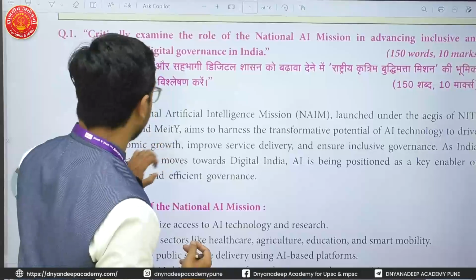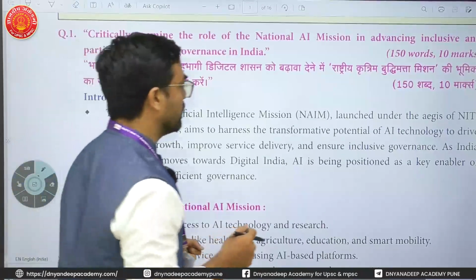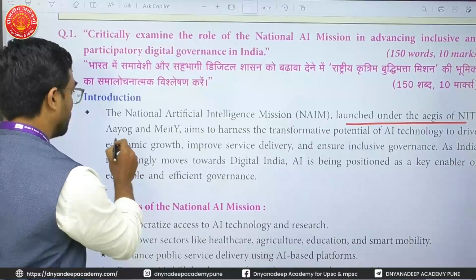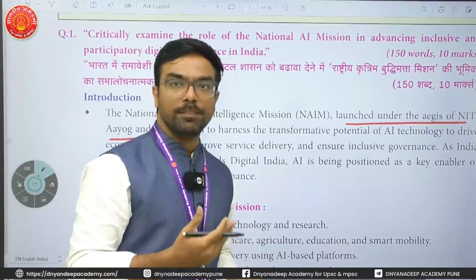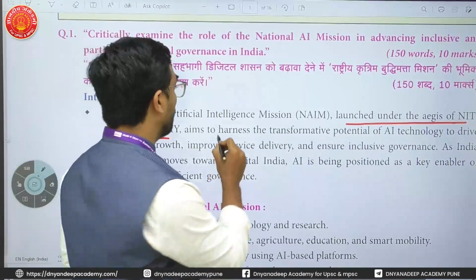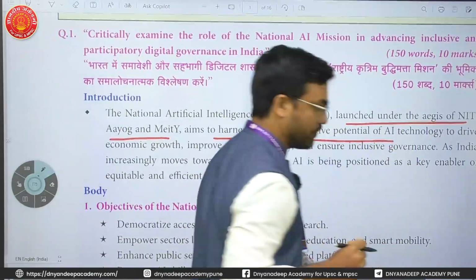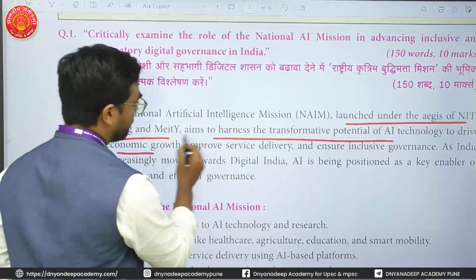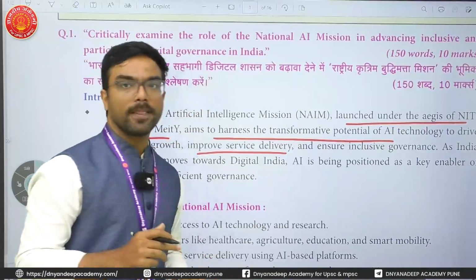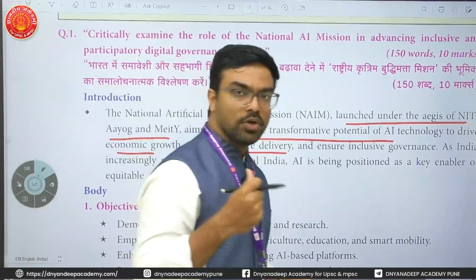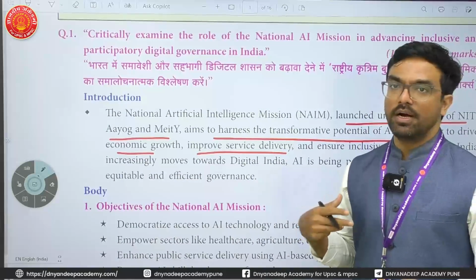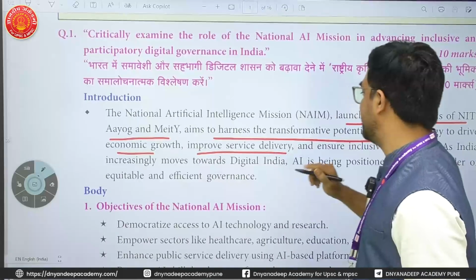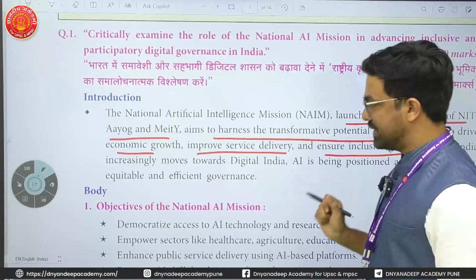Here in the introduction you have to write what is National AI Mission. You have to tell it is launched by Niti Aayog and Ministry of Electronics and Information Technology. We have to highlight its main purpose. What is its main purpose? To harness transformative potential of AI to drive economic growth, improve service delivery. This is very important, improve service delivery, and because the question is about promoting inclusive participatory digital governance, we have to focus on the improved service delivery and ensuring inclusive governance.